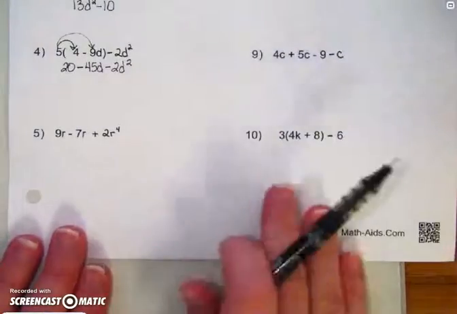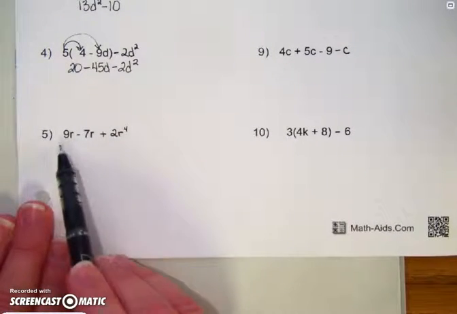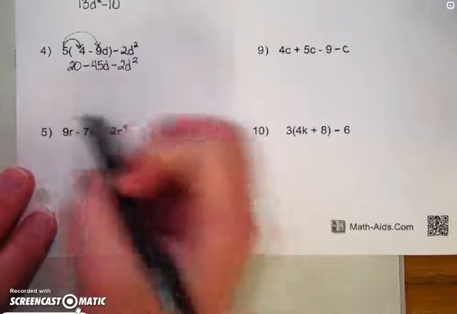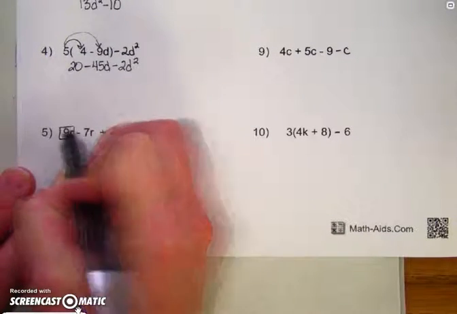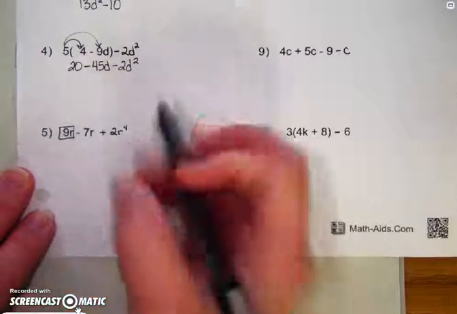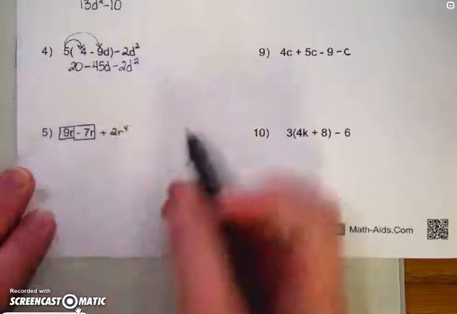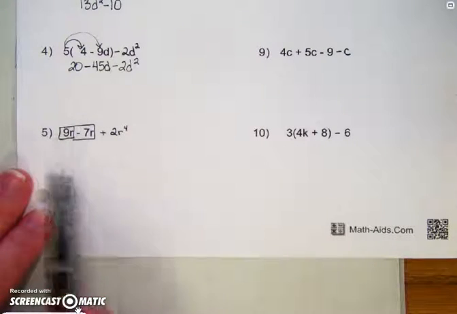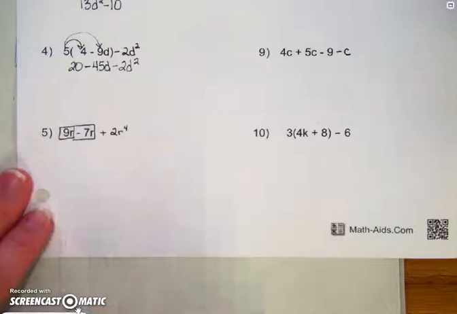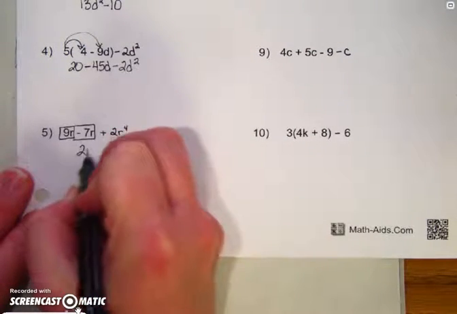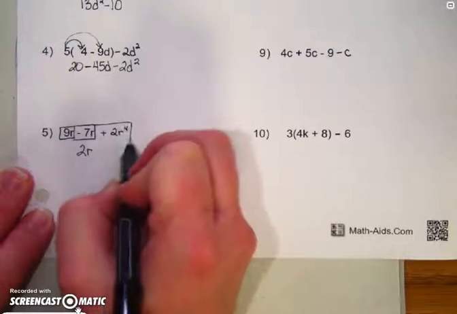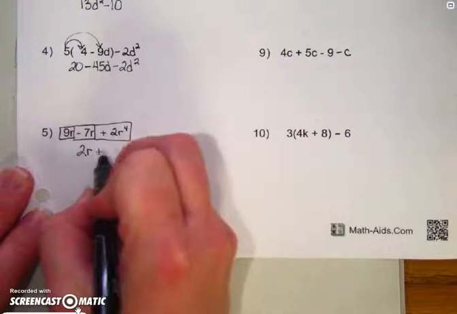Problem number 5. We have 9r minus 7r plus 2r to the 4th. Okay, we take our first term, 9r, and we see that minus 7r has the same variable, and they have the same exponent because they both have an understood 1 as their exponent. So 9r minus 7r would give us 2r. And then we have plus 2r to the 4th, and we do not have another term that looks like that, so we're just going to bring that down.